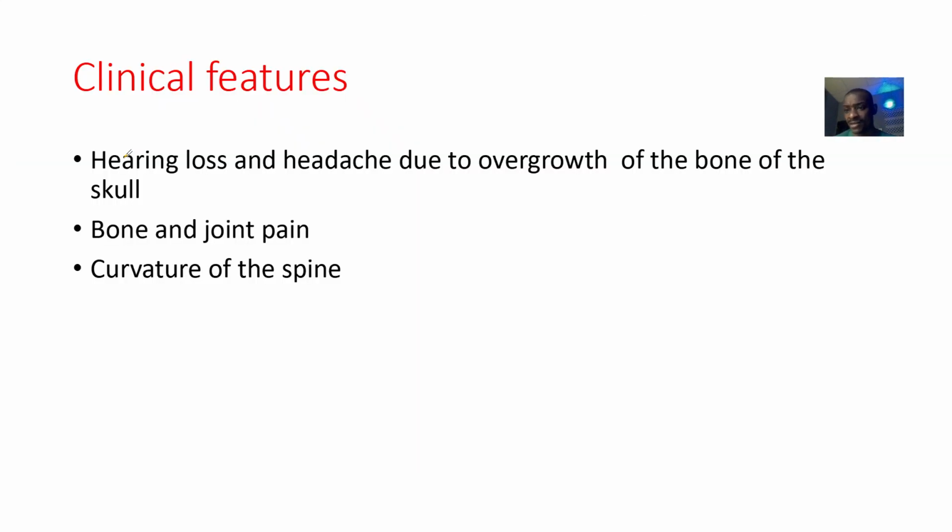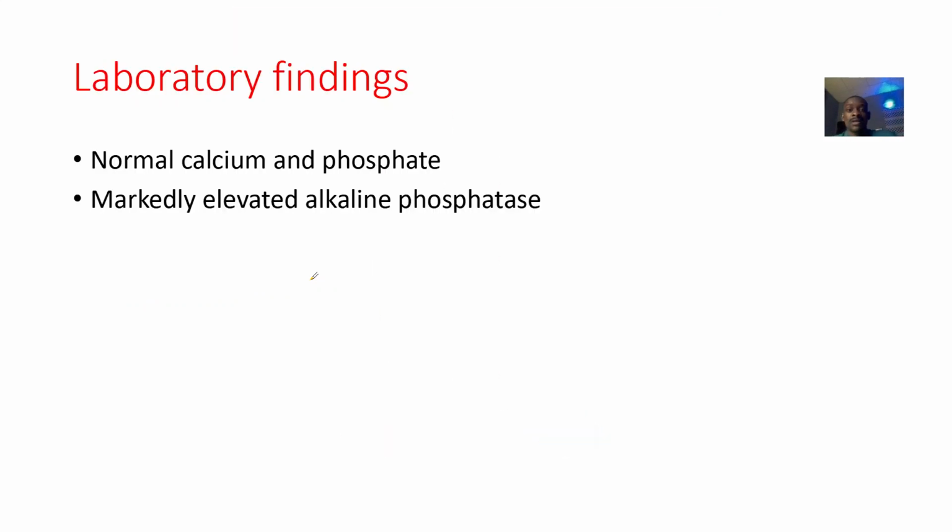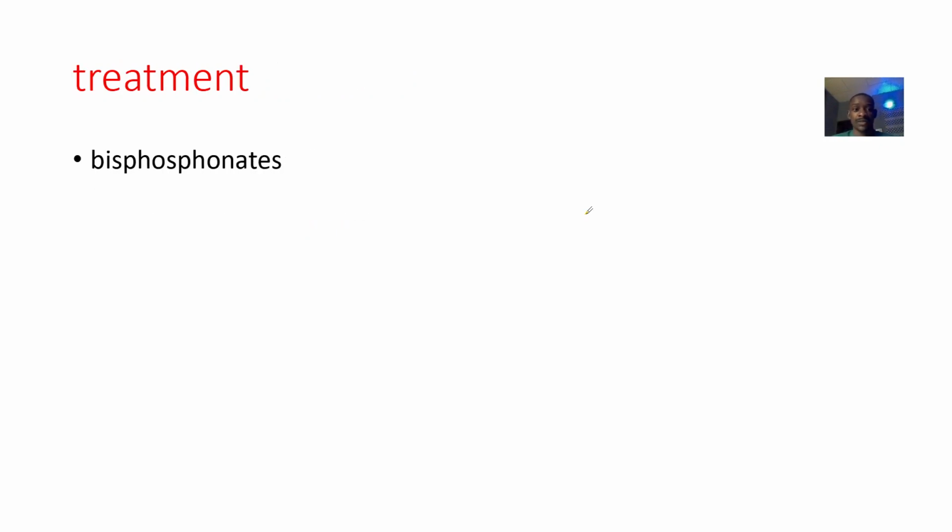If it occurs in the ears, it results in hearing loss and headache due to overgrowth of the bone of the skull. Alright, so bone and joint pain, curvature of the spine, which can result in scoliosis. Alright, laboratory findings: if you do a laboratory test for calcium and phosphate, it's normal, but alkaline phosphatase will be so elevated.